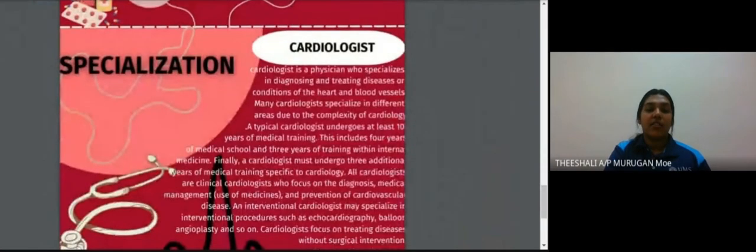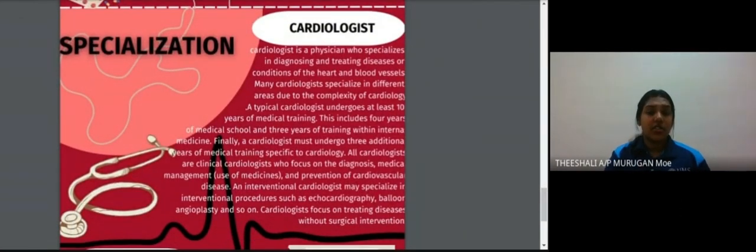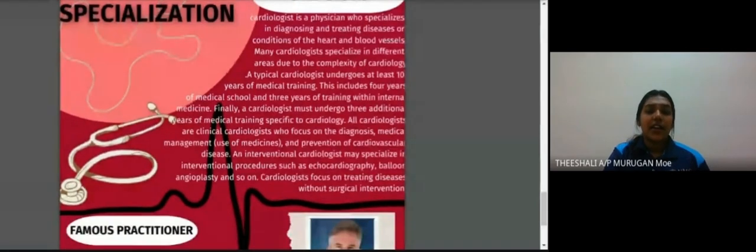So we're going to see specialization. Normally, a cardiologist is a physician who specializes in diagnosing and treating diseases or conditions of the heart and blood vessels. Many cardiologists specialize in different areas due to the complexity of cardiology. A typical cardiologist undergoes at least 10 years of medical training. This includes 4 years of medical school and 3 years of training in internal medicine. Finally, a cardiologist must undergo 3 additional years of medical training specific to cardiology.